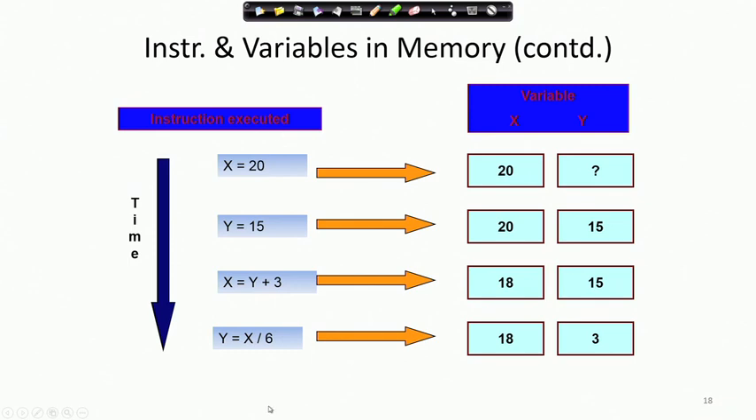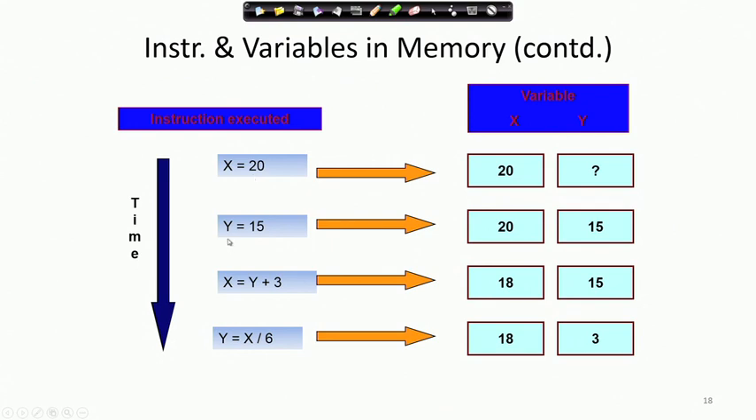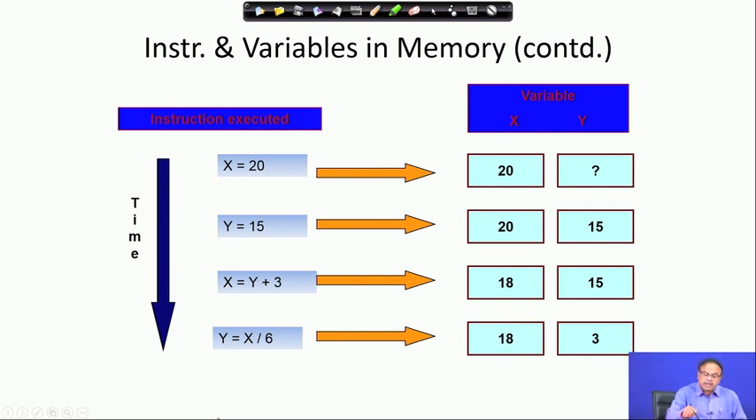Another situation, another program segment, a part of the program. x is assigned 20, y is assigned 15, next step x is assigned y plus 3, y is assigned x divided by 6. Now, obviously, since there are two variables in this program, there will be two memory locations assigned. Now, here in the first instruction, x is being assigned 20. Therefore, this location has got 20 written in it.